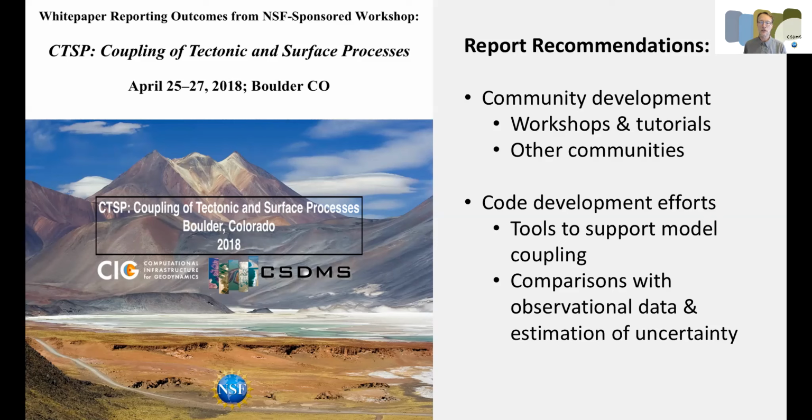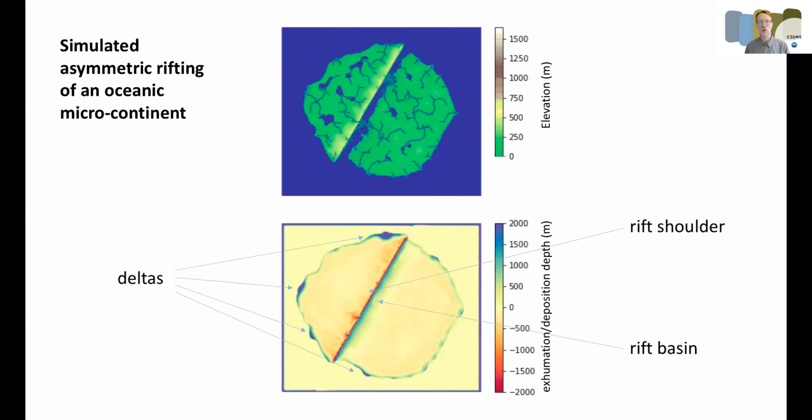It included things like continued community development, such as joint workshops and tutorials, outreach to other communities, as well as areas of common code development efforts. For example, improving the ability to couple models, addressing needs in parallel architectures, addressing needs in confronting models with data, and doing uncertainty quantification. So I think there continue to be a lot of opportunities, and I want to reflect on this. I'll leave you with the following thought experiment in the form of a simple toy model.